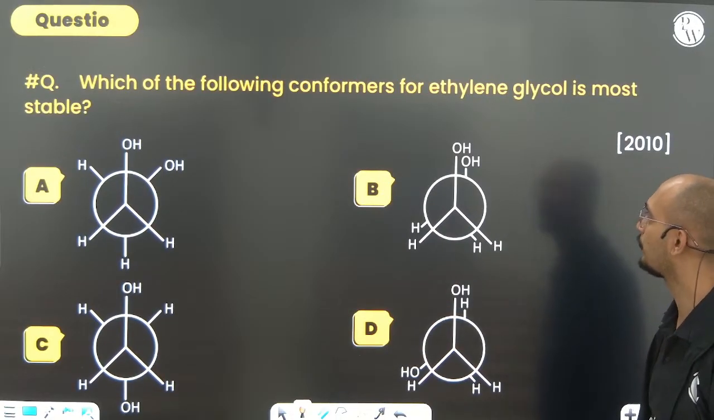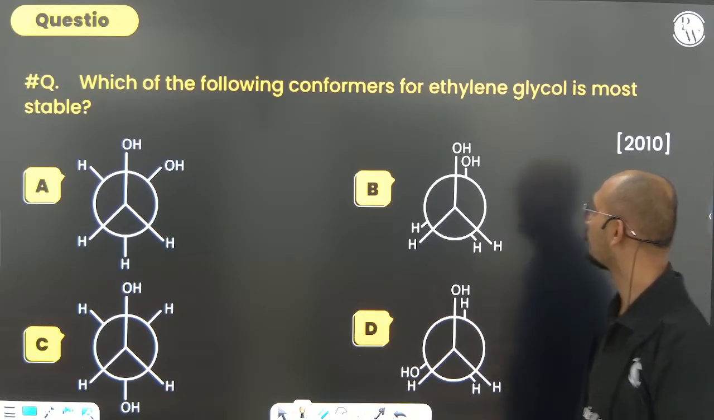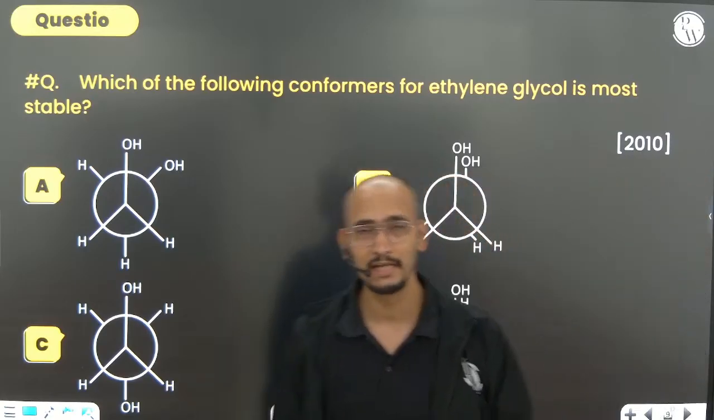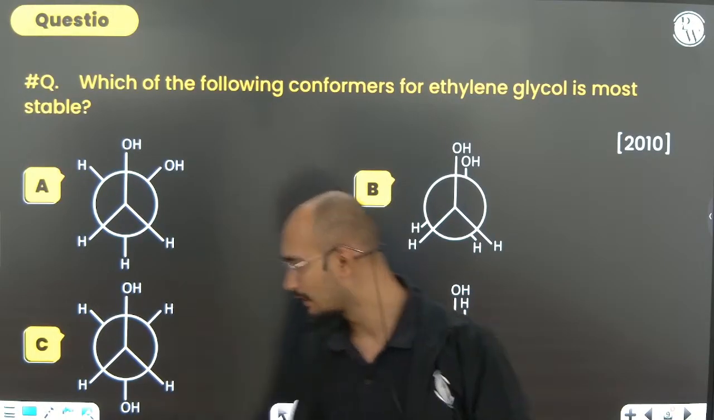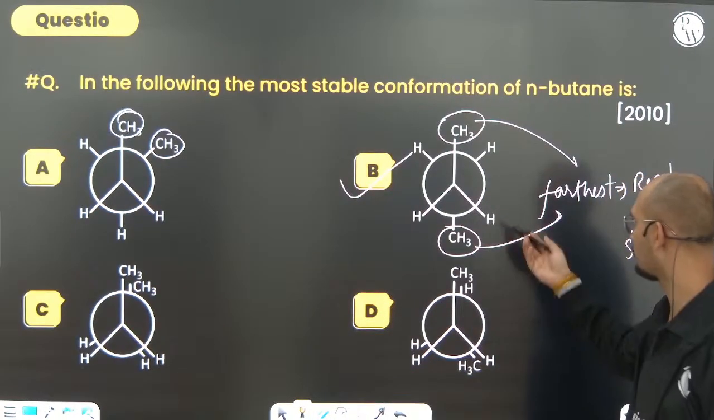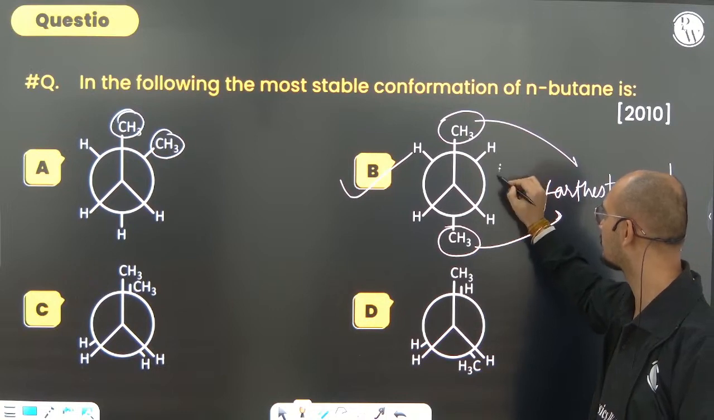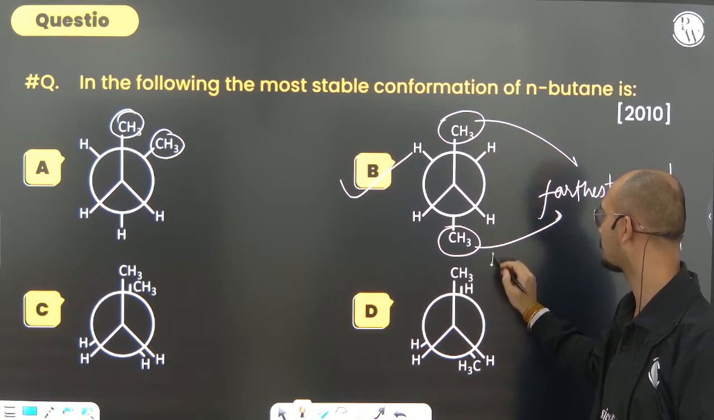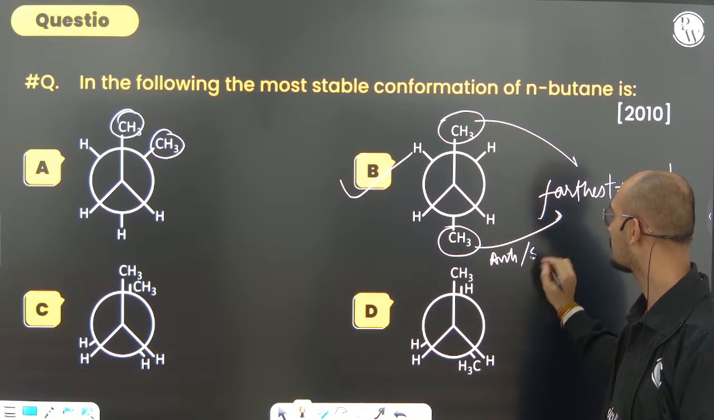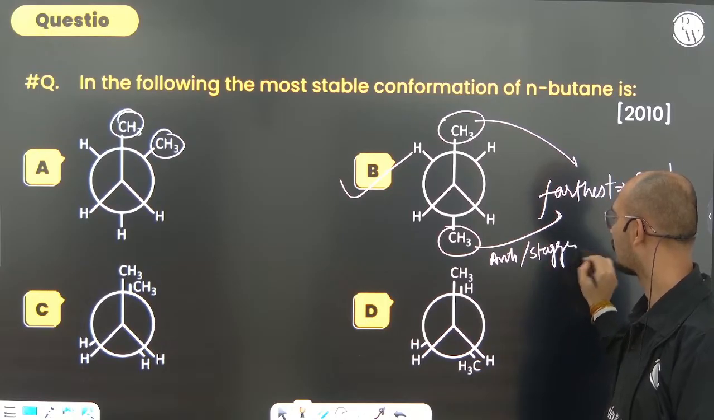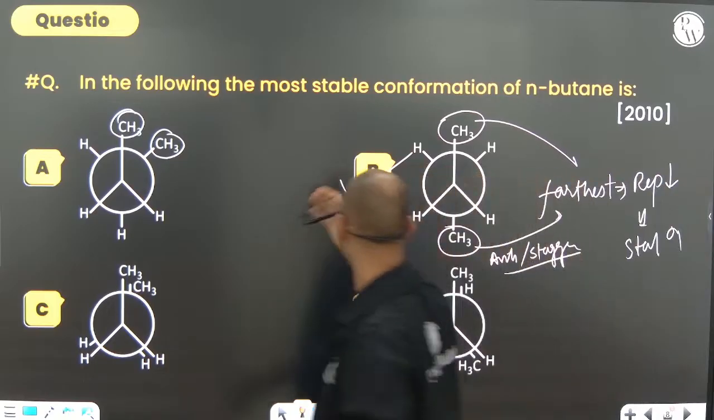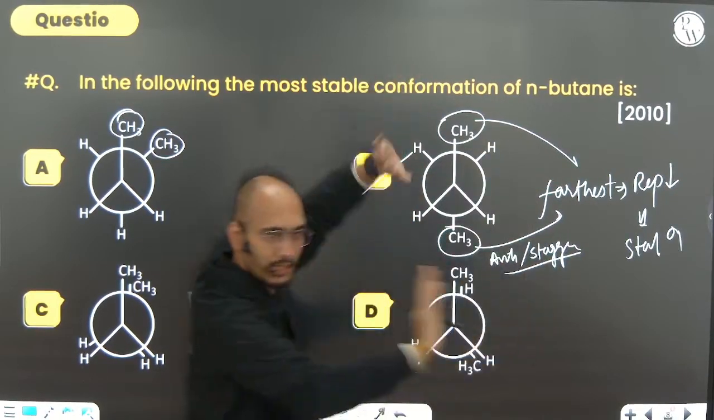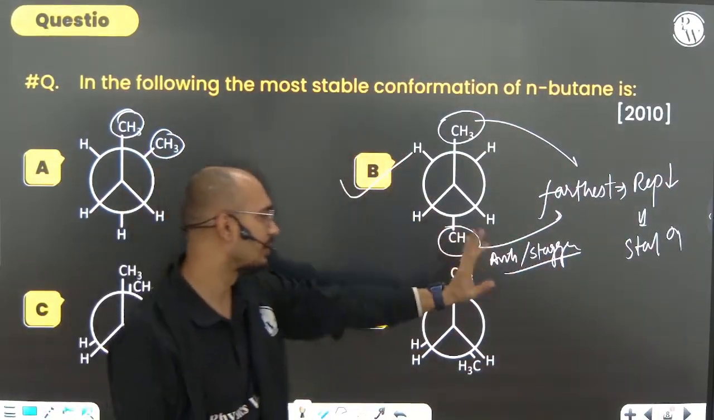Next is, which of the following conformers of ethylene glycol is most stable? Always remember, there is something called the gauche effect. What is the gauche effect? Before that, I would like to tell you a few things here. This is called the anti conformation, anti or staggered. Can you see? These are anti to each other. That's why this is called anti. Every same group is anti to the other. That's why it is called anti or staggered. It is most stable.